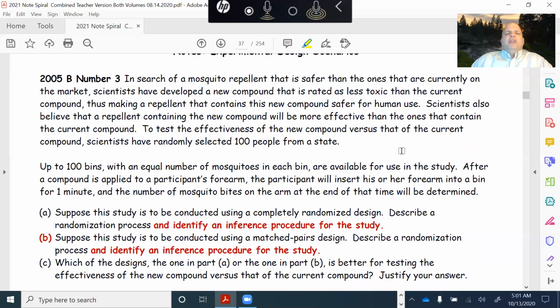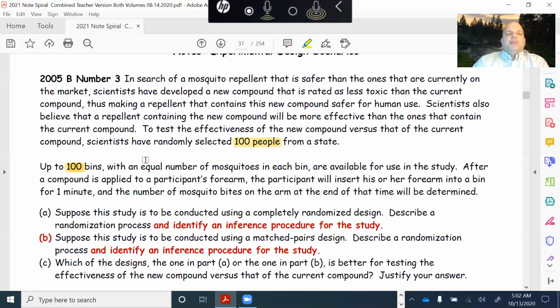In search of a mosquito repellent that is safer than the ones that are currently on the market, scientists have developed a new compound that is rated as less toxic than the current compound, thus making a repellent that contains this new compound safer for human use. Science also believes that a repellent containing the new compound will be more effective than the ones that contain the current compound. To test the effectiveness of the new compound versus that of the current compound, scientists have randomly selected 100 people from the state. So we know we have 100 people, and up to 100 bins with an equal number of mosquitoes in each bin are available for use in the study. So we basically have 100 bins of mosquitoes, which is essentially 1 per person.